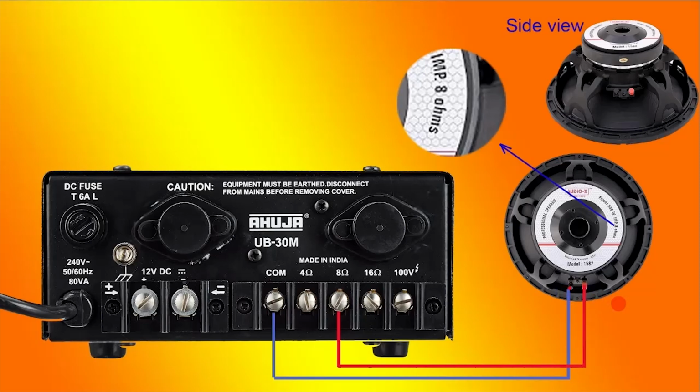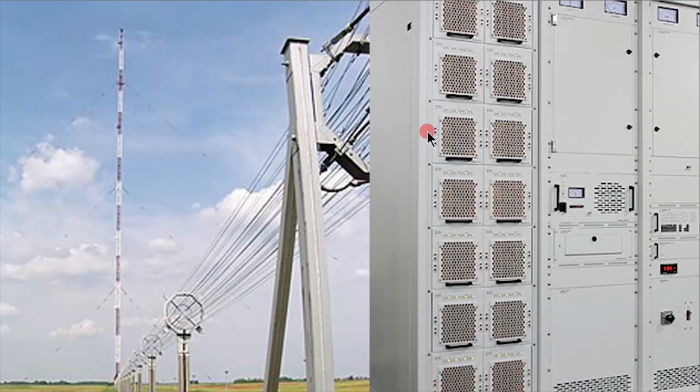Instead of this, if it was a 4 ohm speaker, we would have to connect it between common and this 4 ohm. This is the side view of this speaker. Same is the case with radio transmitters also. The radio transmitter output impedance must match the antenna which is connected at the output.